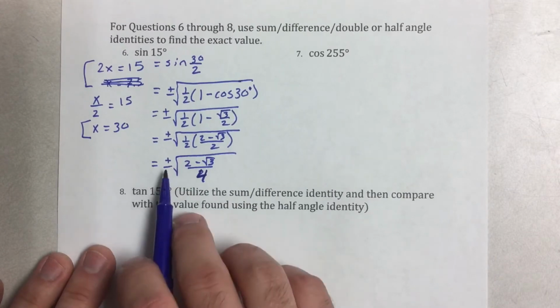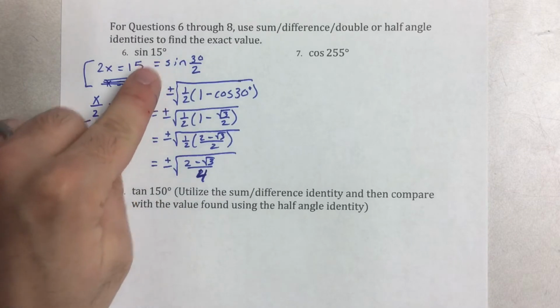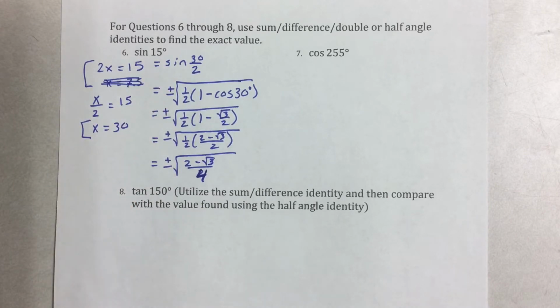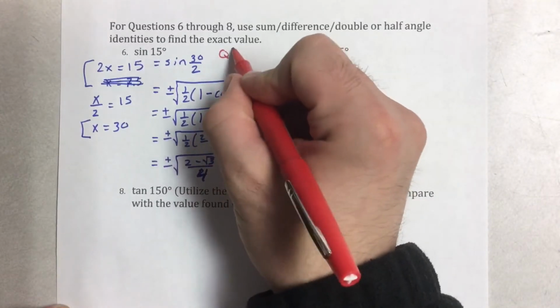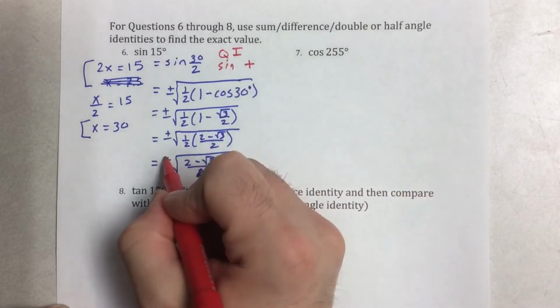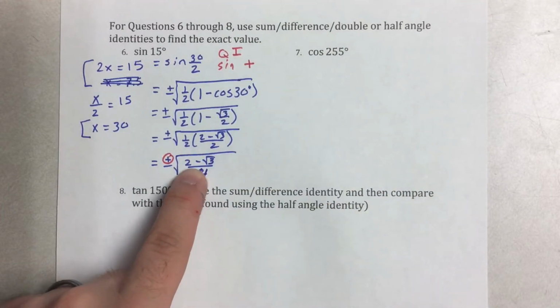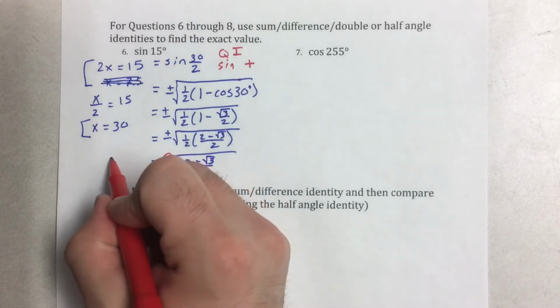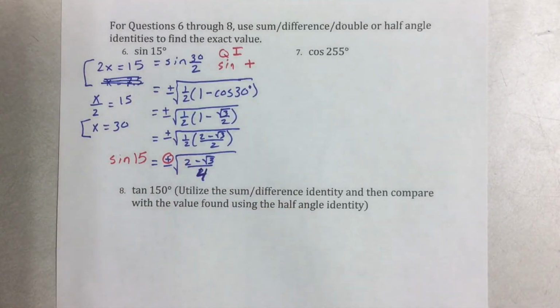Now, we have a positive negative that we have to deal with. So, we are in what quadrant? Well, 15 degrees. We are in quadrant 1. So we're in quadrant 1, and sine in that quadrant is positive. So I could just circle the good old positive. So we have positive square root of 2 minus root 3 over 4, and that is the exact value of sine of 15 degrees. So just looking at the next one, cosine of 255.